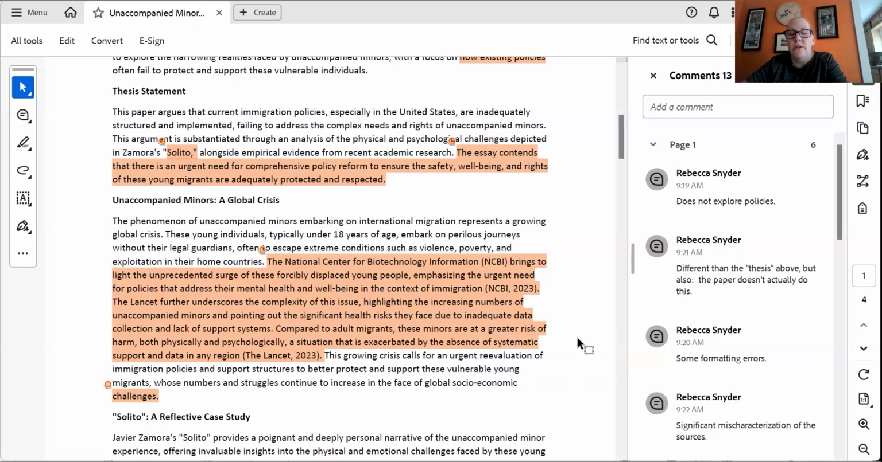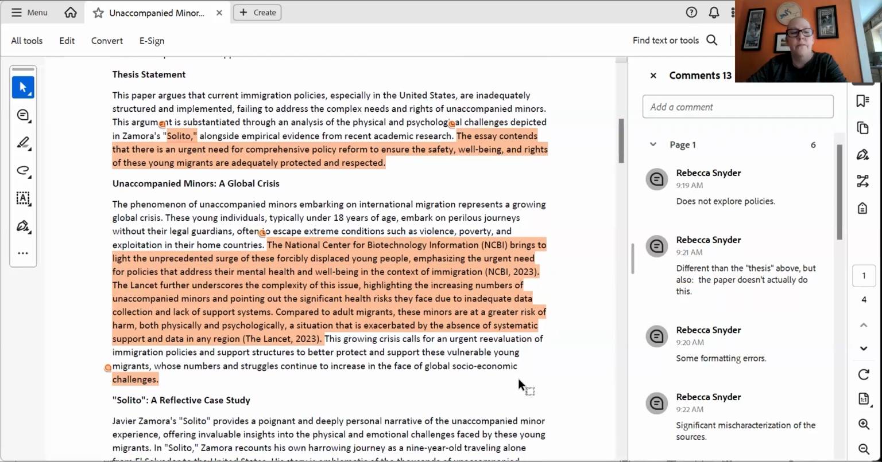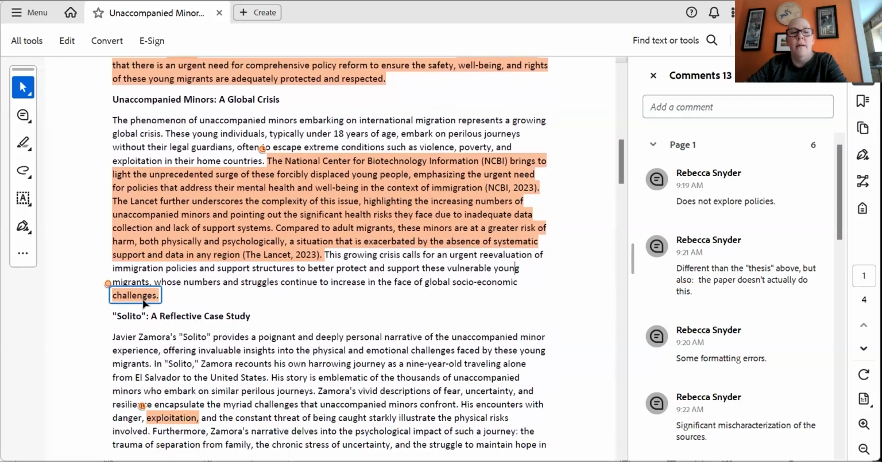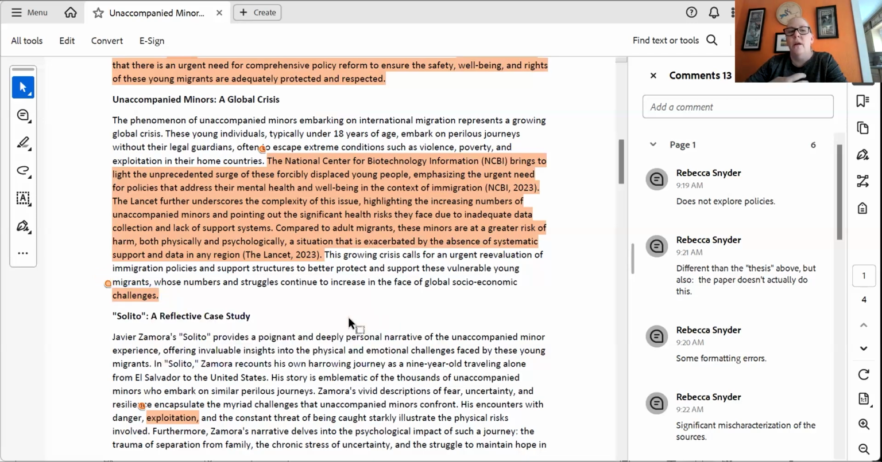And so a lot of my students who are writing about this will spend a lot of time on this paragraph comparing what AI said the article said to what the article actually says, and then talking about how that's a misuse of sources. Notice that there's nothing about policy. That was the thesis. It says it's going to talk about policy, but this entire essay is really just about why it's an important issue, with a lot of lies about why it's an important issue.